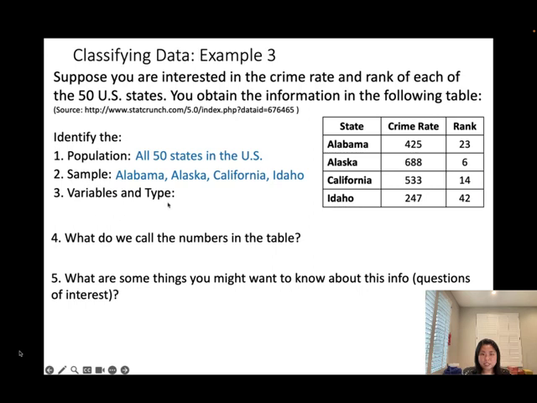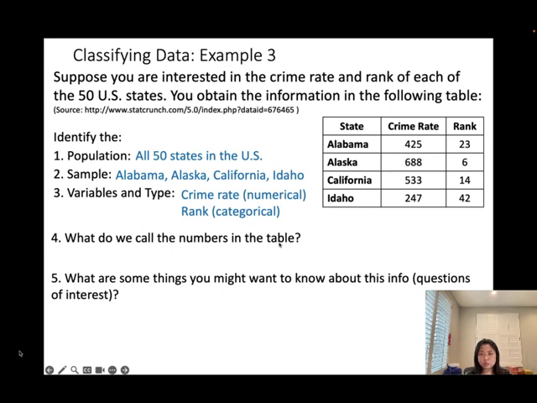Okay, variables and types. Variables. So these two, the crime rate and the rank, will be the variables. And then think about it. For the crime rate, what type of variable is it? Is it numerical or categorical? This one is numerical, and then the rank, that's categorical, okay?